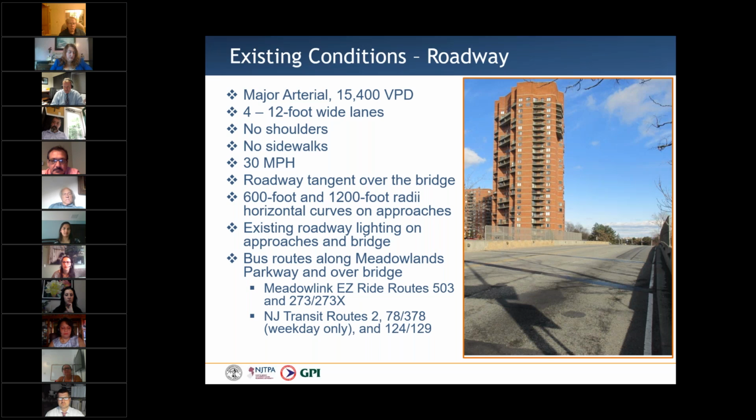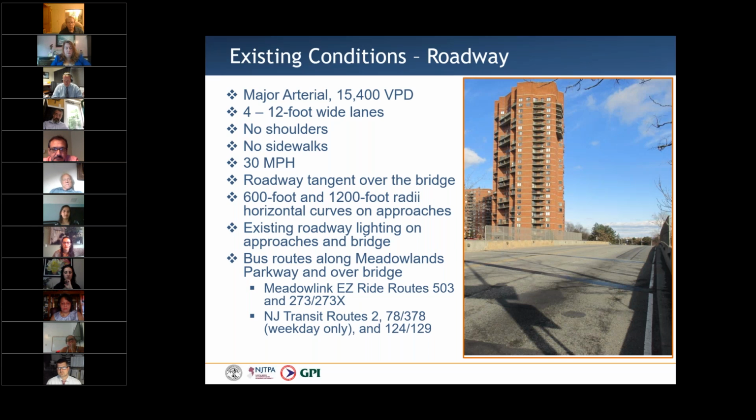Meadowlands Parkway on the bridge is tangential, but on either approach, there's a 600-foot and a 1,200-foot radius, south and north of the bridge, respectively. Pole-mounted lighting exists on both approaches to the bridge, and on the bridge itself proper, there's parapet-mounted lighting. Several bus routes cross over the Meadowlands Parkway Bridge, including buses from New Jersey Transit and Meadowlink Easy Ride.